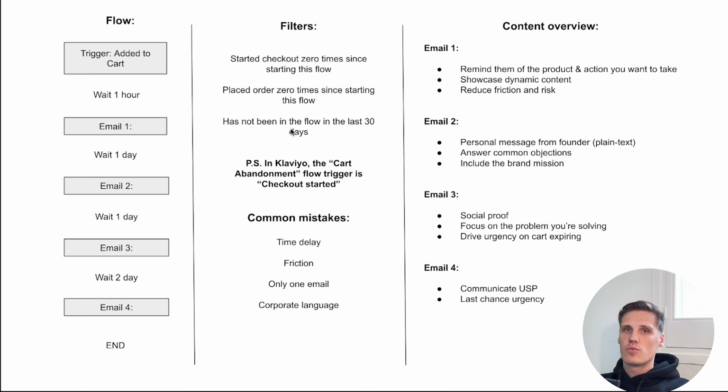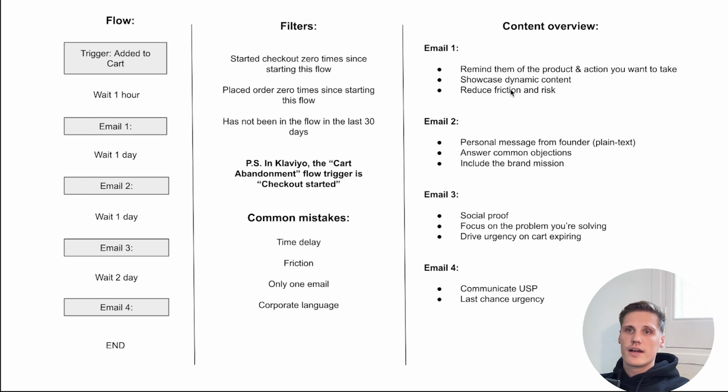And that's when you can create an added to cart flow also in Klaviyo. So you have 2 flows covered there. So the email 1, usually you want to wait 1 hour. You can also try waiting 30 minutes. You can also test the time delays. I like to wait 1 hour, and then we're going to send in first email where we remind them of the product and the action you want them to take.